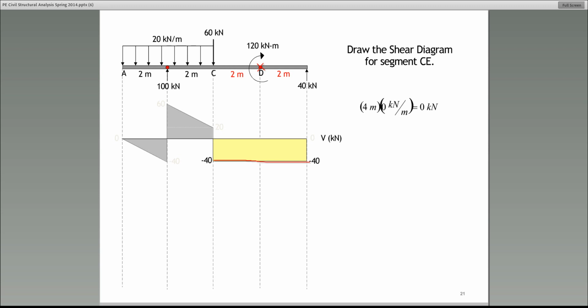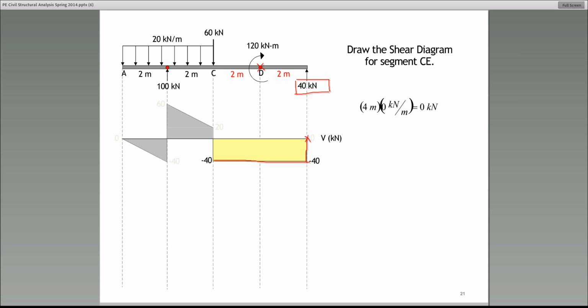And then, of course, at point E, look at the original beam. It's a 40 kilonewton going up, so it brings you back from negative 40. It brings you back to 0. And this is what we expect, we expect the shear diagram to close, so it comes back to 0.